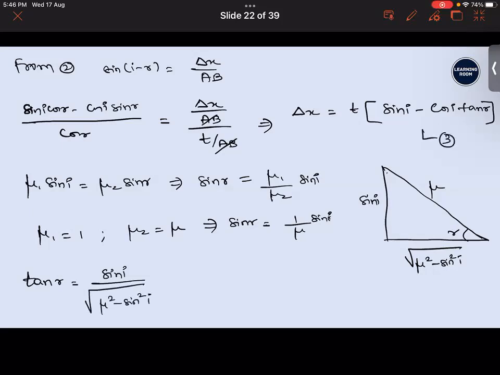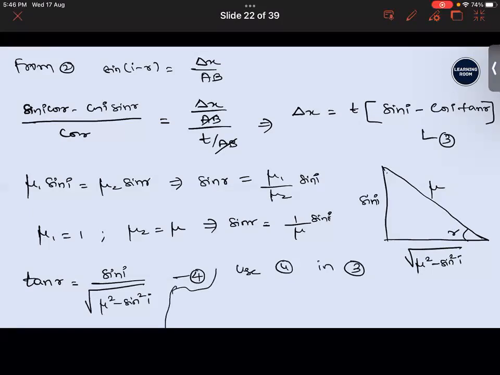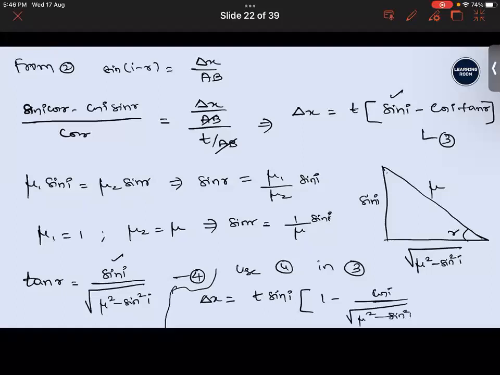So let me call this as 3 and this as 4. So use 4 in 3, then you will have delta x is equal to t. If you observe, sin I is there here, and here also you have a sin I. So t sin I will be common into 1 minus cos I divided by root of mu square minus sin square I will be the required answer.